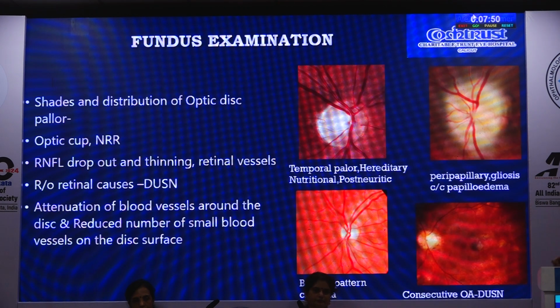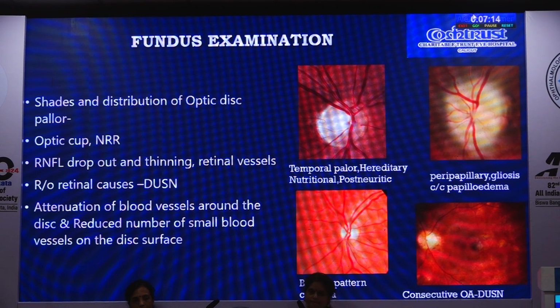and neurological evaluation with VEP and of course MRI. Coming to the examination of the disc, the shades and distribution of optic disc pallor are to be noted. As you see here, temporal pallor may point to a hereditary or nutritional deficiency or a post-neuritic pallor, and peripapillary indistinct margins and gliotic tissue may point to chronic papilledema, and a bow tie pattern as in chiasmal or post-chiasmal lesions, and consecutive optic atrophy.